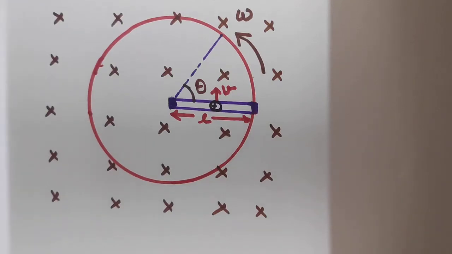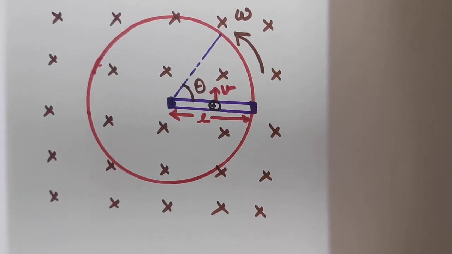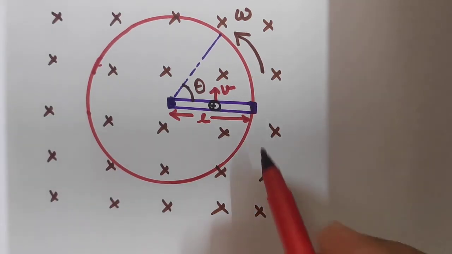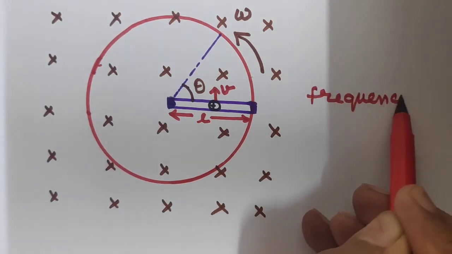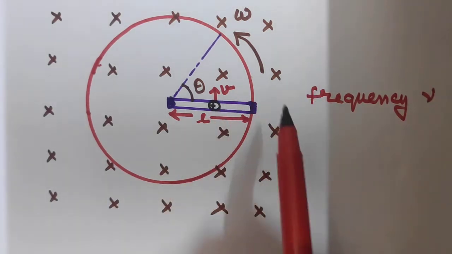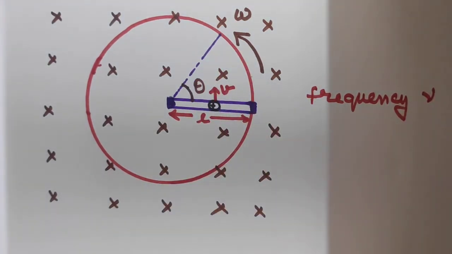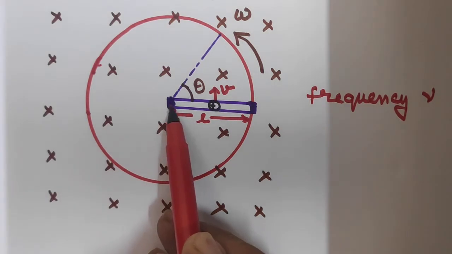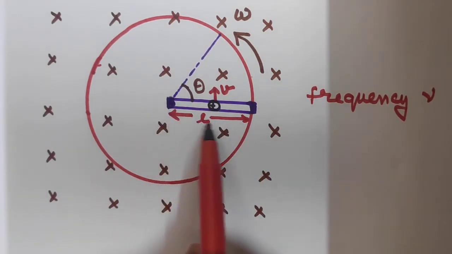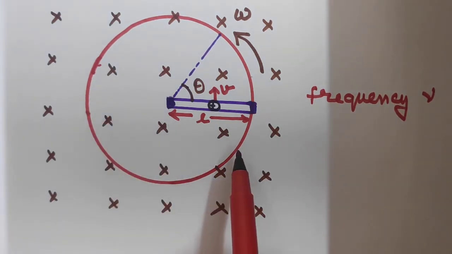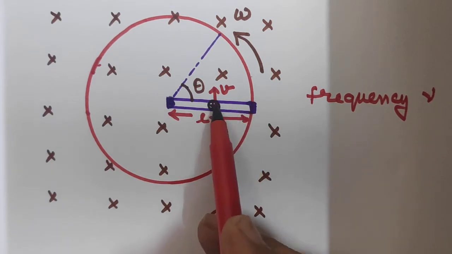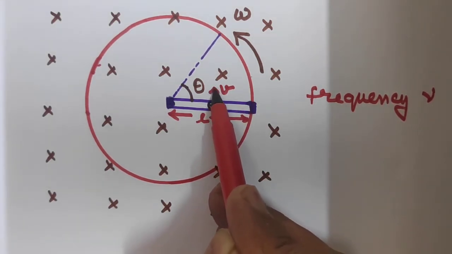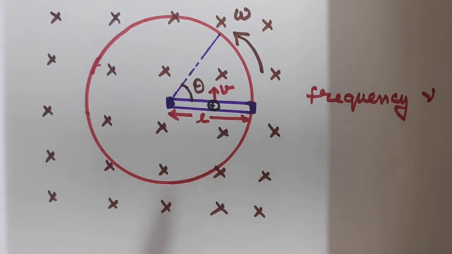In this question, a metallic rod of length L and resistance R is rotated with a frequency nu. So frequency is given as nu and angular velocity omega, and the rod is hinged at the center and rotating over a circular metallic ring of radius L. The length of the rod is also L, and it is moving in this direction with linear velocity v in a magnetic field, which is inward.